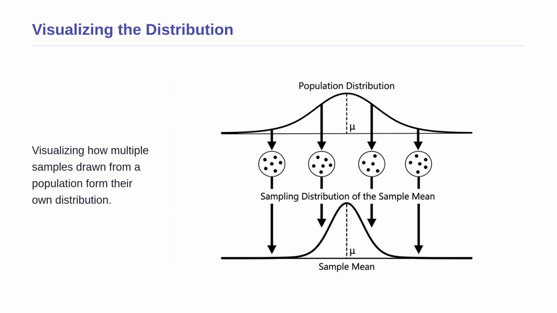To make this completely clear, let us look at this visual representation. At the top, we have our original population distribution, which is quite wide. From this population, we draw several different random samples, represented by the dotted circles in the middle. For each sample, we calculate its mean. When we plot all these sample means together at the bottom, they form a new curve. This bottom curve is the sampling distribution of the sample mean. Notice how it is centered at the exact same place as the original population, but it is much narrower, meaning the sample means are tightly clustered around the true average.